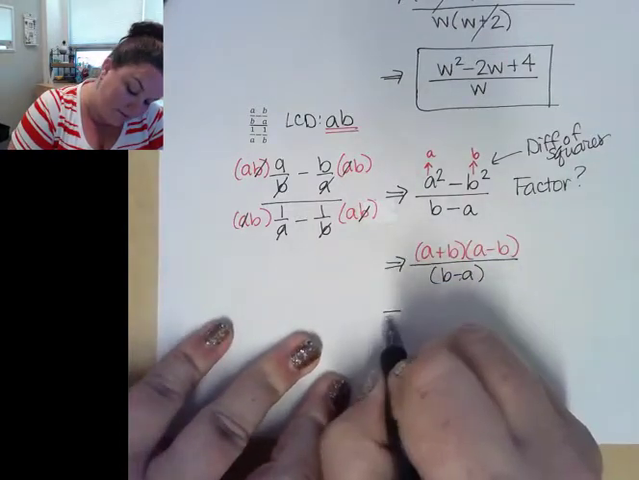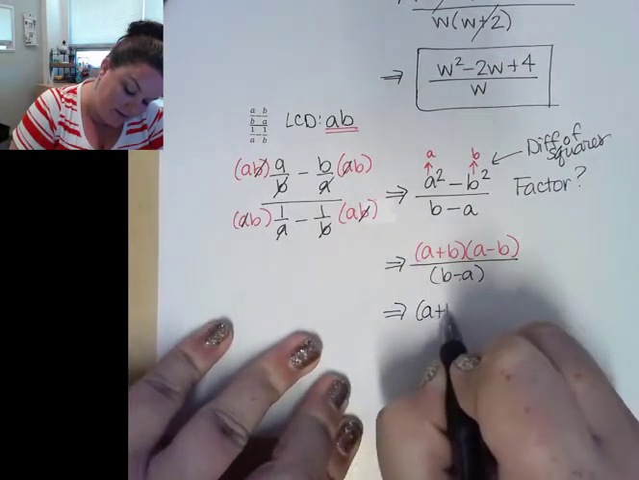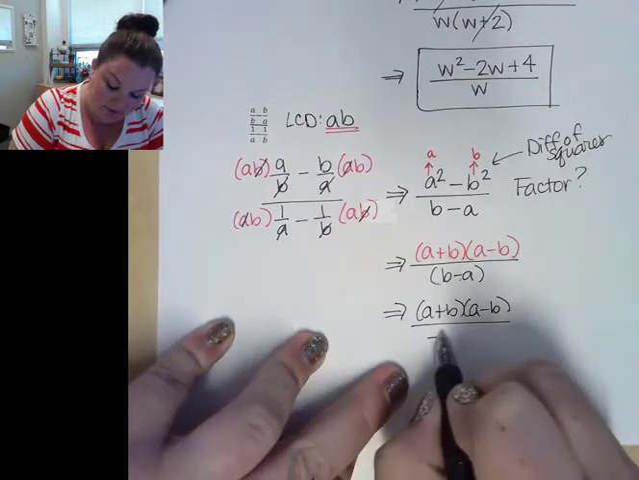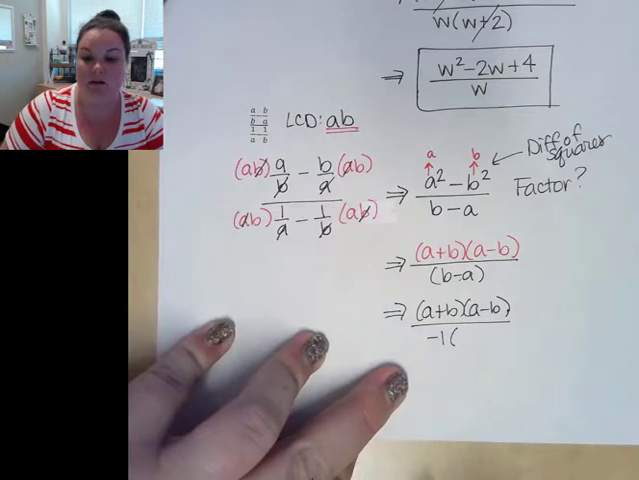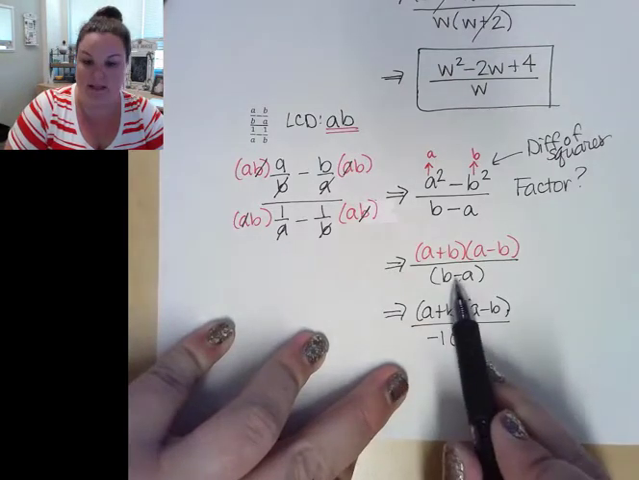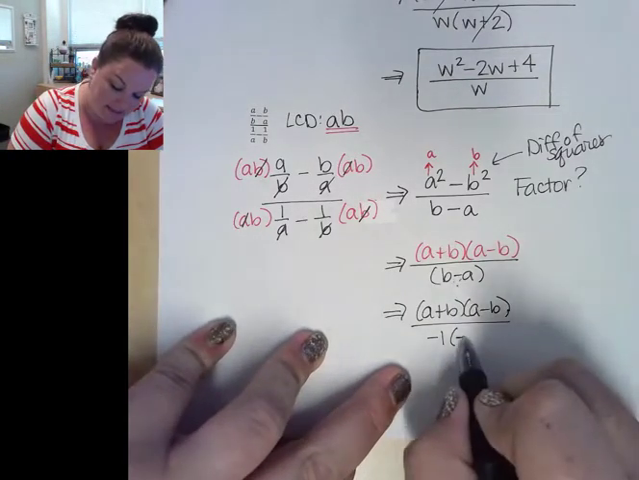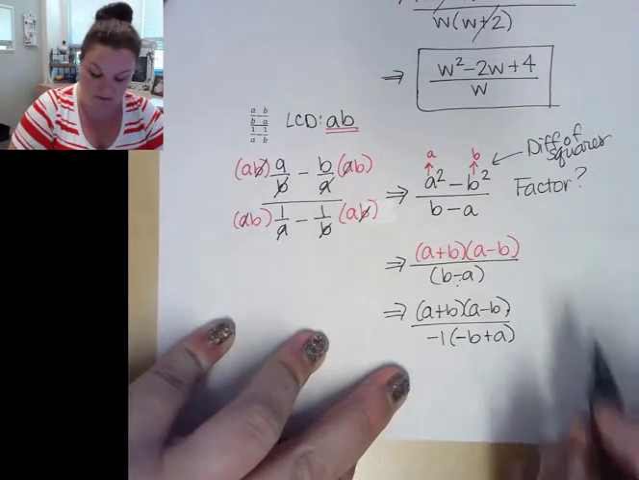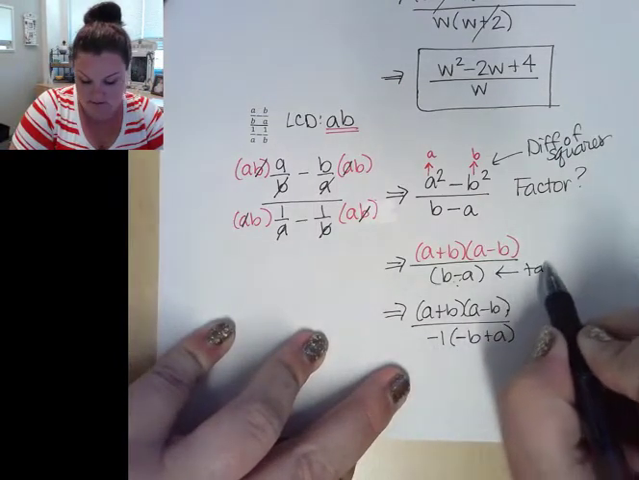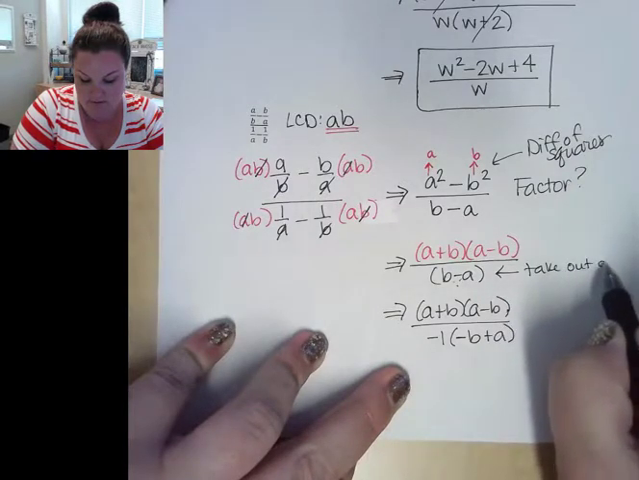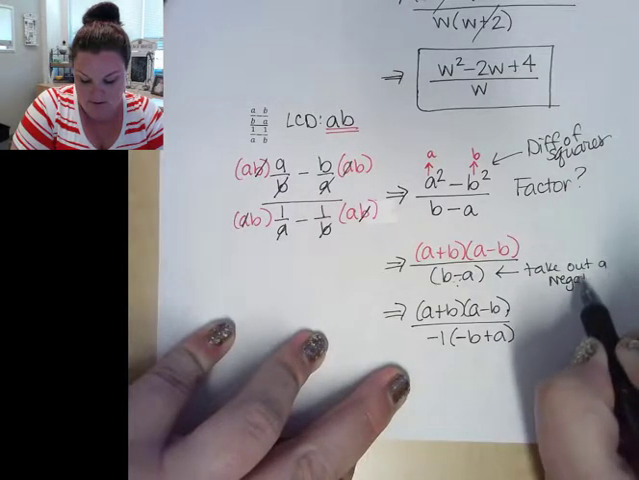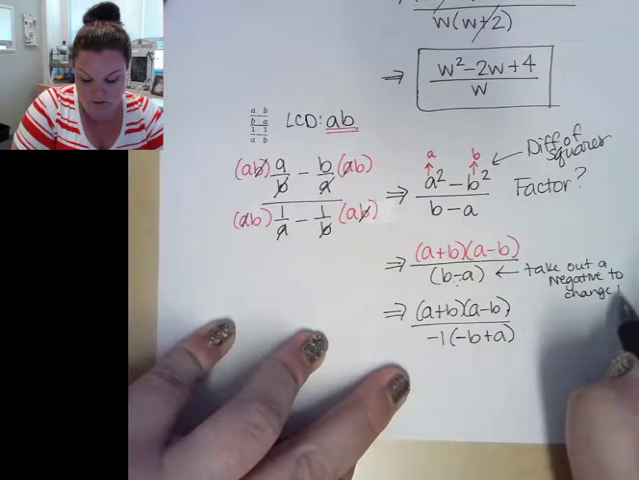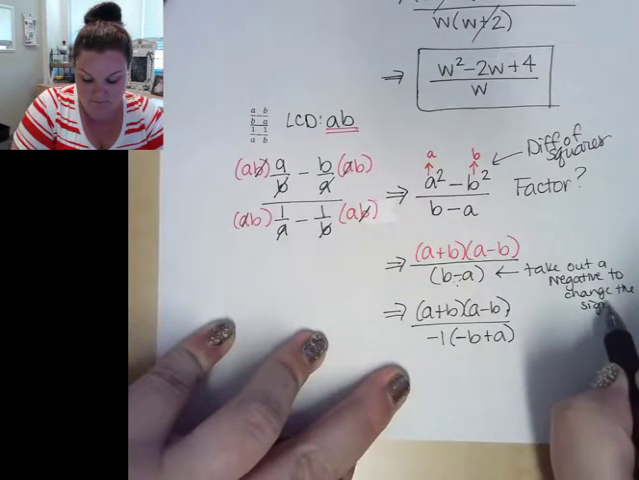So in other words, I'm going to leave the top the same, a plus b, a minus b. And on bottom, I'm going to factor out a negative 1. So I factor out a negative 1, that's going to change the signs. That's going to make this a negative b and a positive a, right? Take out a negative to change the signs.